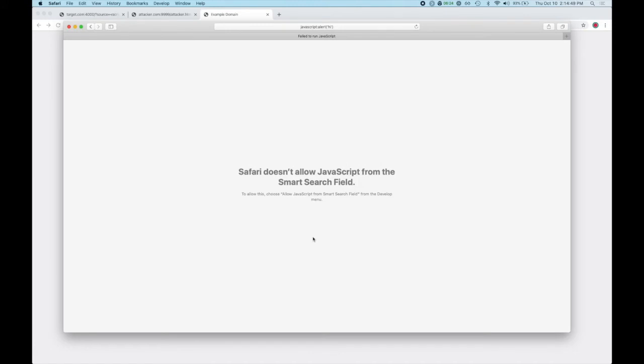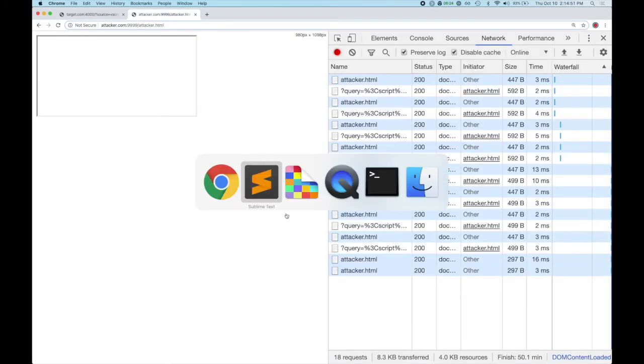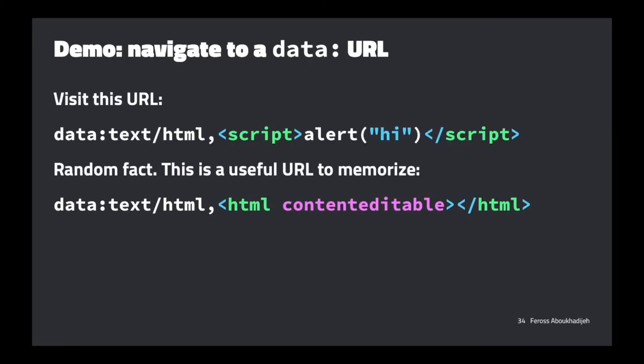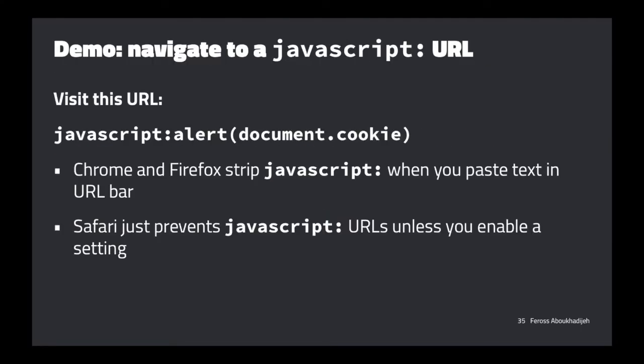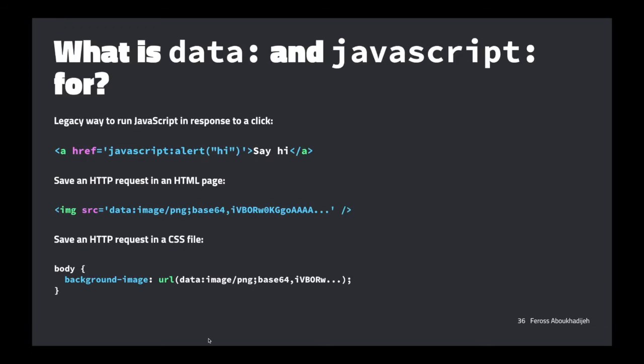Okay, so we have these two really weird URLs. So what are we going to do here? What are these for? Let's first talk about what the legitimate uses are. Oh, you have a question? Yeah, why are the javascript: URLs still around? Why not just get rid of them completely?